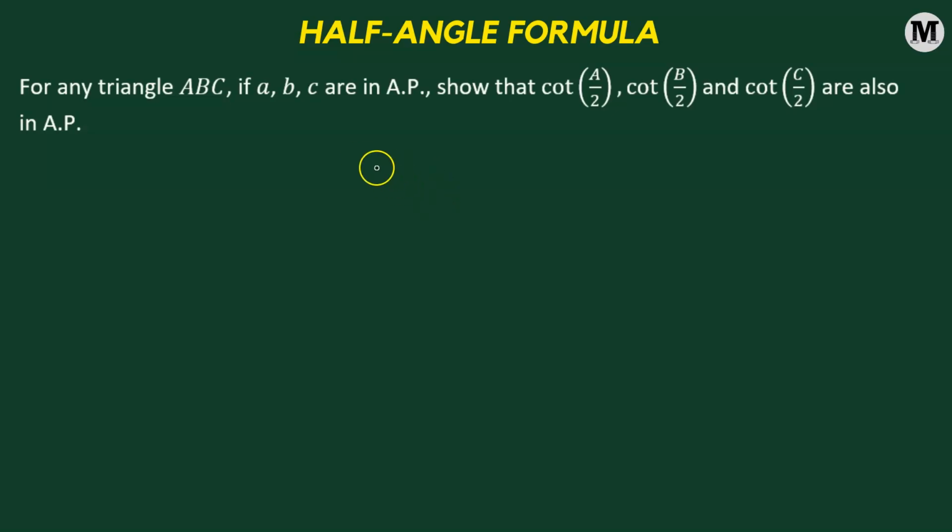For any triangle ABC, if A, B, and C are in arithmetic progression, show that cotangent of A over 2, cotangent of B over 2, and cotangent of C over 2 are also in arithmetic progression. Okay, let us begin. First, we'll try to understand the terminologies and also the formula that we'll be using.